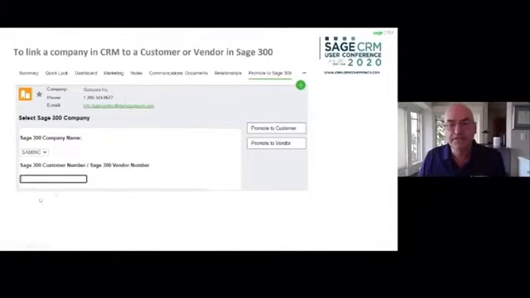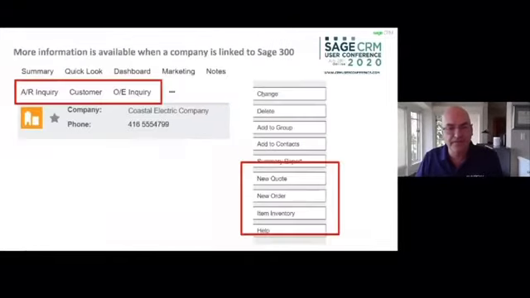Once I've connected a company, I'm going to go back and look at Coastal Electric here because that's the company I talked about that is a customer in Sage 300. We see three other functions available in the top menu: AR Inquiry, Customer, and OE Inquiry. If this was a vendor, I would see accounts payable, vendor, and purchase order inquiry. Also on the right-hand side of a company screen now, we're seeing new functionality. The quote and order were already there. We can place quotes and orders for non-customers, and I'll deal with that later.